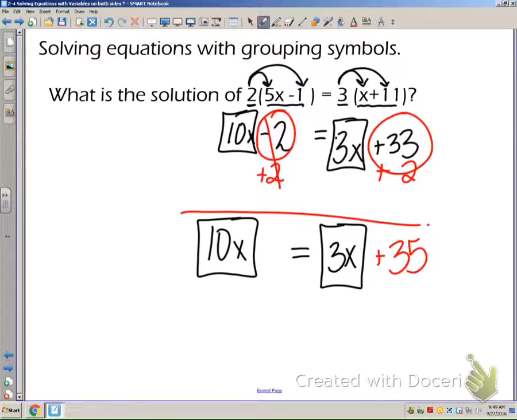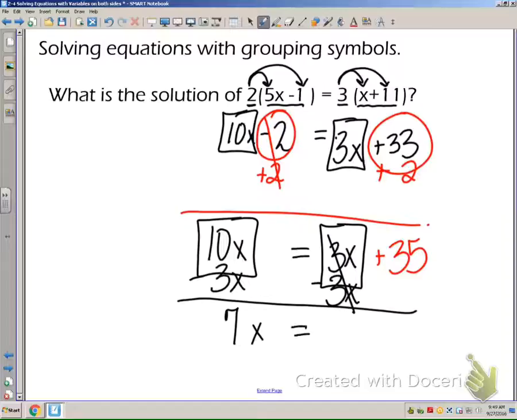At this point, I realize that I need to get this box over here with this box. So in order to do that, it's a positive 3x. To get rid of it, I'm going to subtract 3x. I'm not trying to separate them at this point. I want to move this whole box over. So that's why I'm subtracting 3x from both sides. 10x, take away 3x is 7x. Bring down my equals. Bring down my 35.